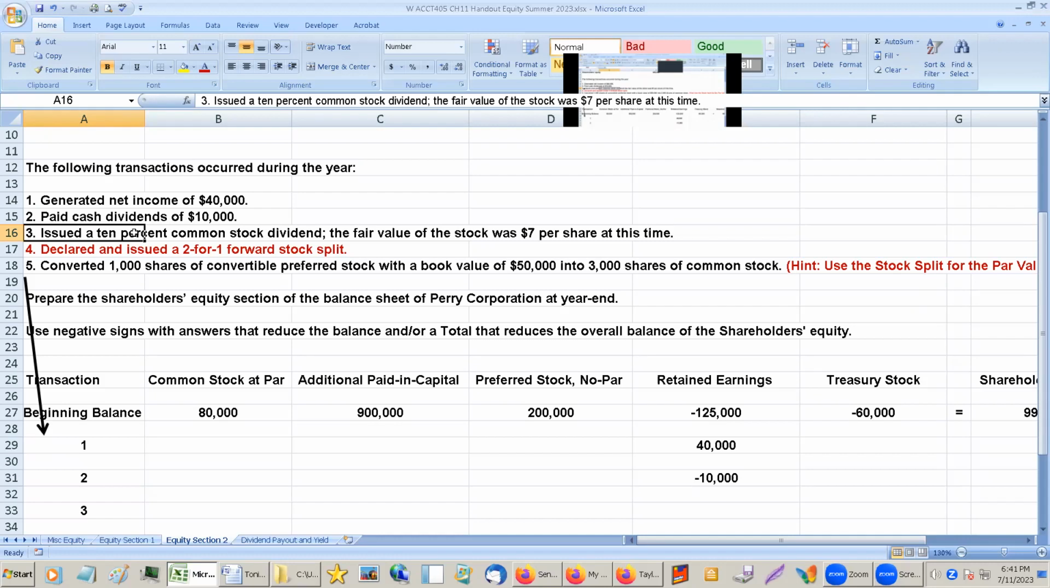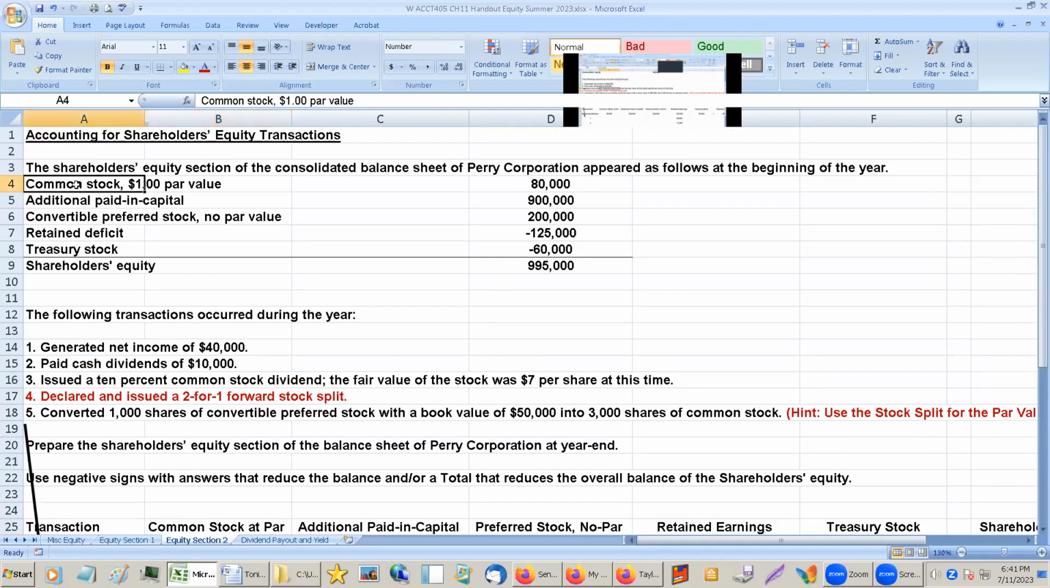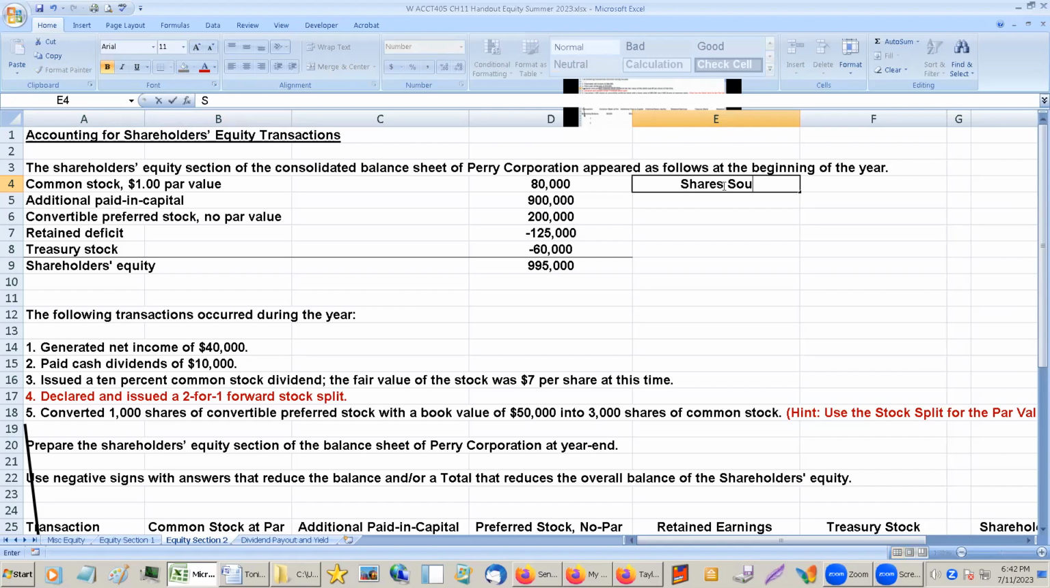Okay, so let's look at number 3. So number 3, what would that look like? So 10% of the dividend. Okay, so our common stock at par value has 80,000. And that is going to be the same as the number of shares because it's $1 a share. I think the homework problems are like this too. Okay. So the shares outstanding.